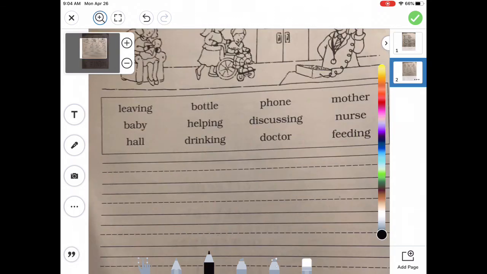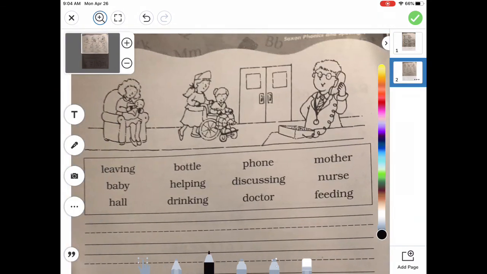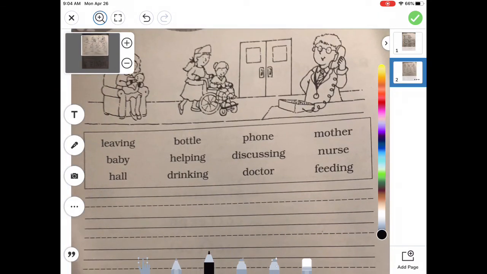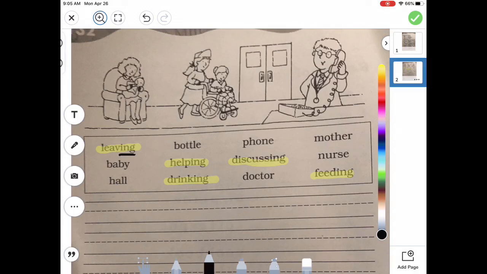All right, we're going to make some sentences using these pictures, okay? So remember, I can figure out what my verbs are by looking for that ing, like I have leaving, and I'm actually going to highlight my verbs in yellow. Leaving, helping, drinking. This is a hard one. Discussing, so that means talking. Feeding, okay, feeding. So I'm going to look and see how I can use some of these words.